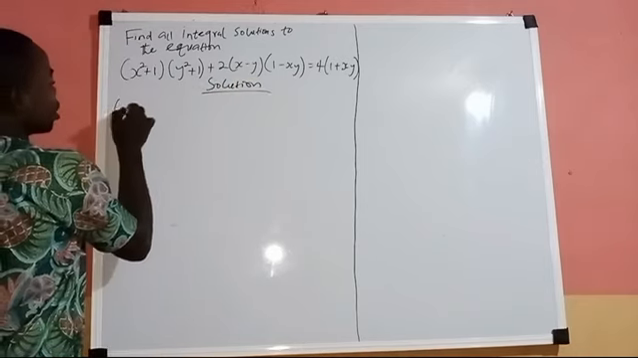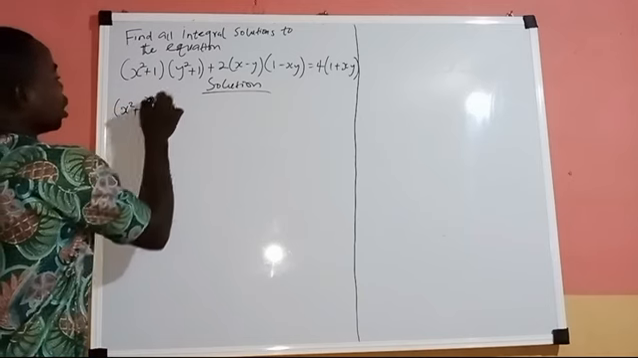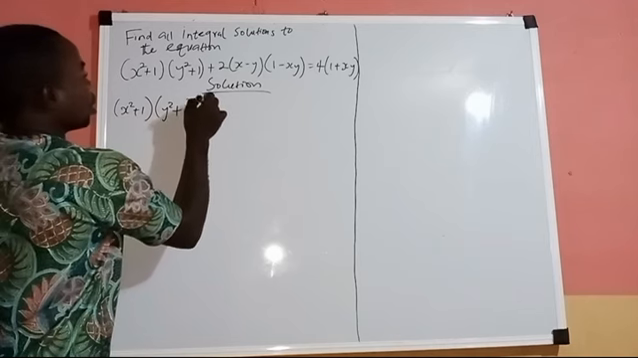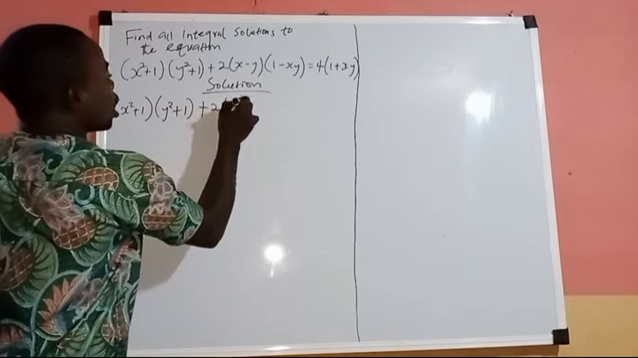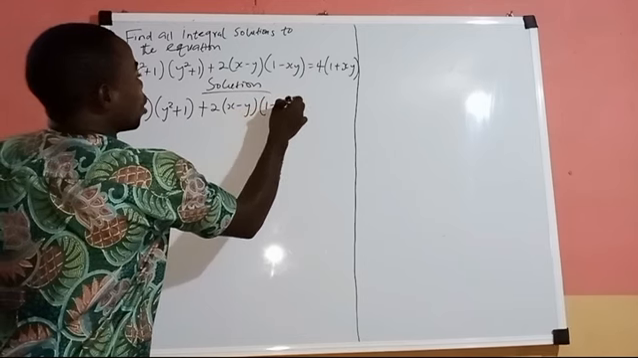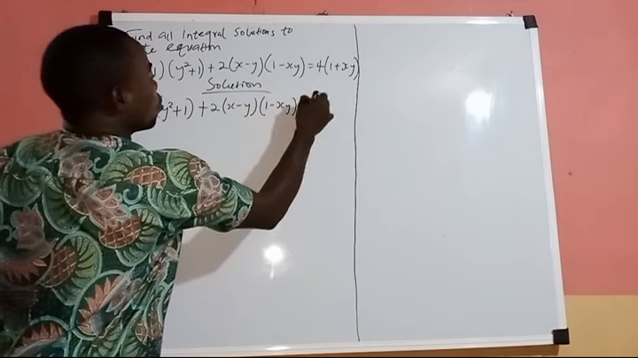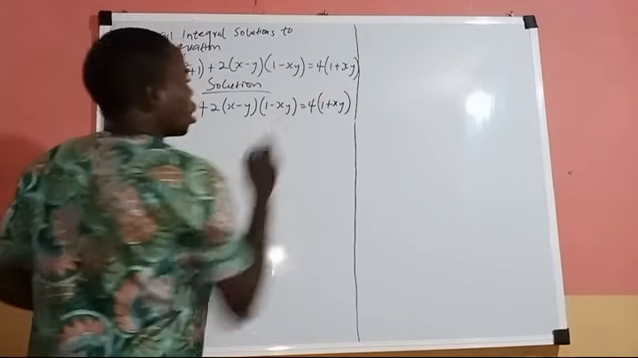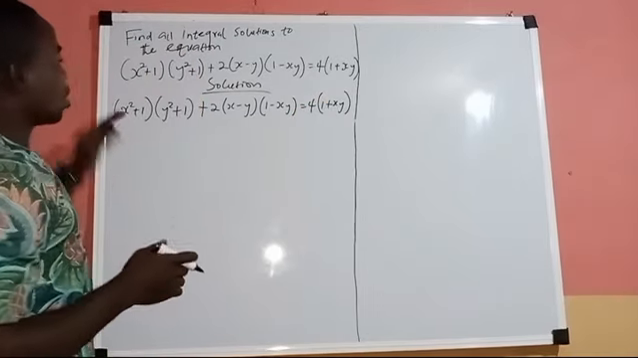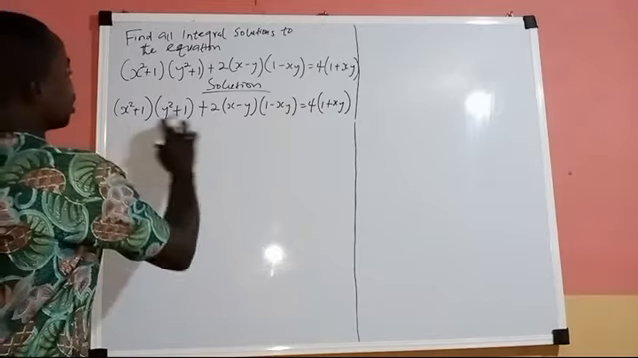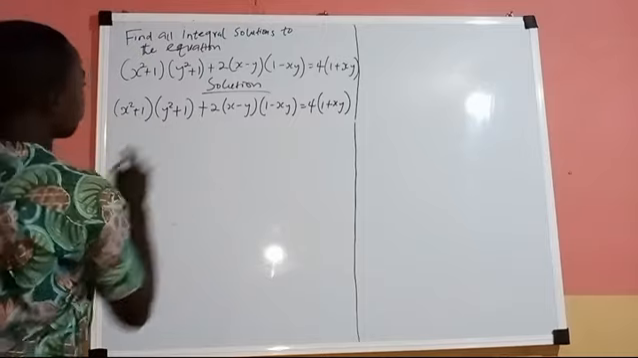So what we have is (x squared plus 1)(y squared plus 1) plus 2 into (x minus y) into (1 minus xy) equals 4 into (1 plus xy). Okay, so this is what we have. The first thing we want to do is to simplify these factors here, so we want to open this bracket right here.